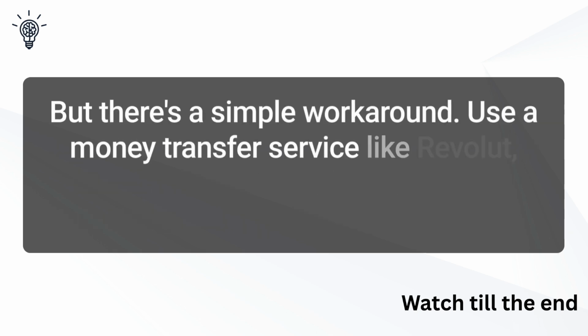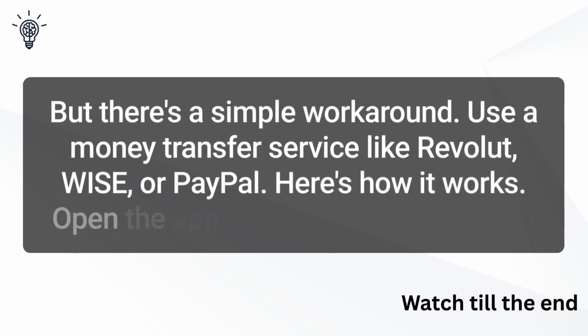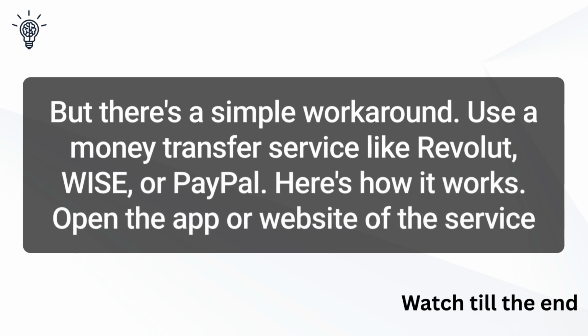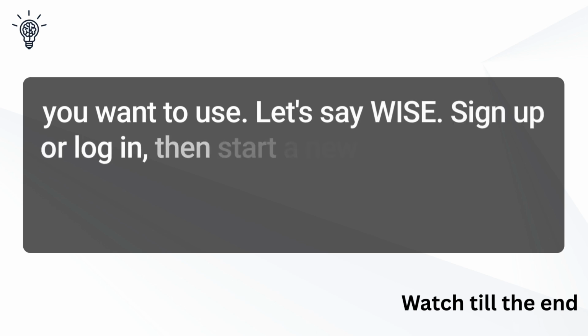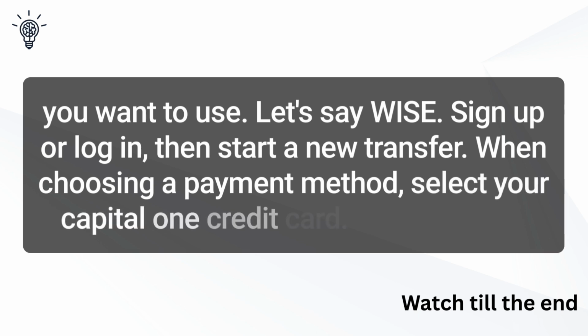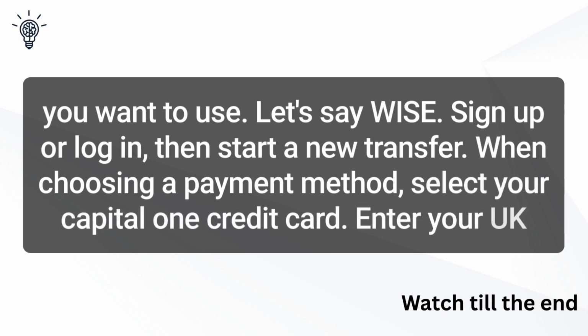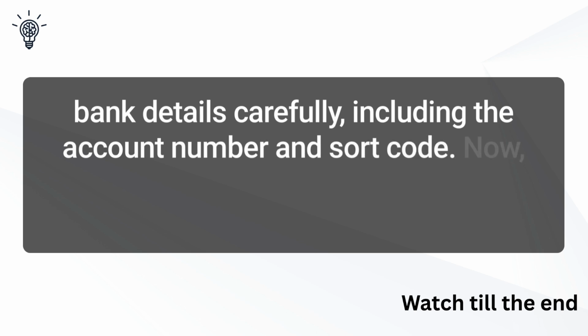Use a money transfer service like Revolut, Wise, or PayPal. Here's how it works. Open the app or website of the service you want to use, let's say Wise. Sign up or log in, then start a new transfer. When choosing a payment method, select your Capital One credit card. Enter your UK bank details carefully, including the account number and sort code.